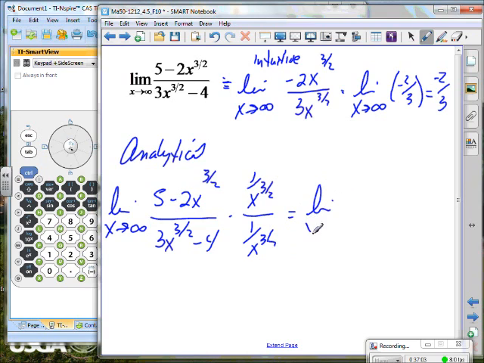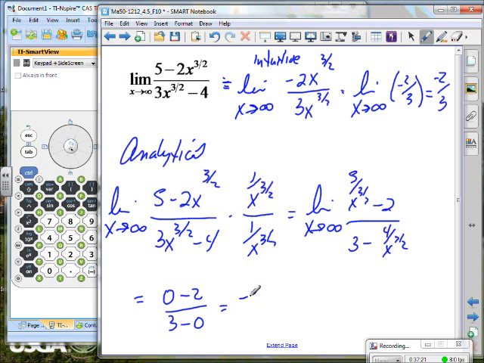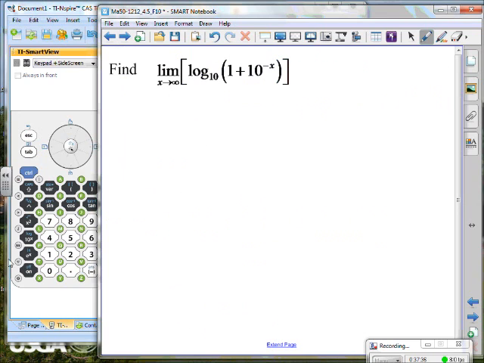So I have the limit, x goes to infinity, 5 divided by x to the 3 halves minus 2 divided by 3 minus 4 divided by x to the 3 halves, according to theorem 4.10. That's 0 minus 2 divided by 3 minus 0, or negative 2/3. So analytically, we get the same answer, and I would hope to have the same answer. Okay, let's go on, because not every problem's polynomials and similar polynomials. Let's look at this one.